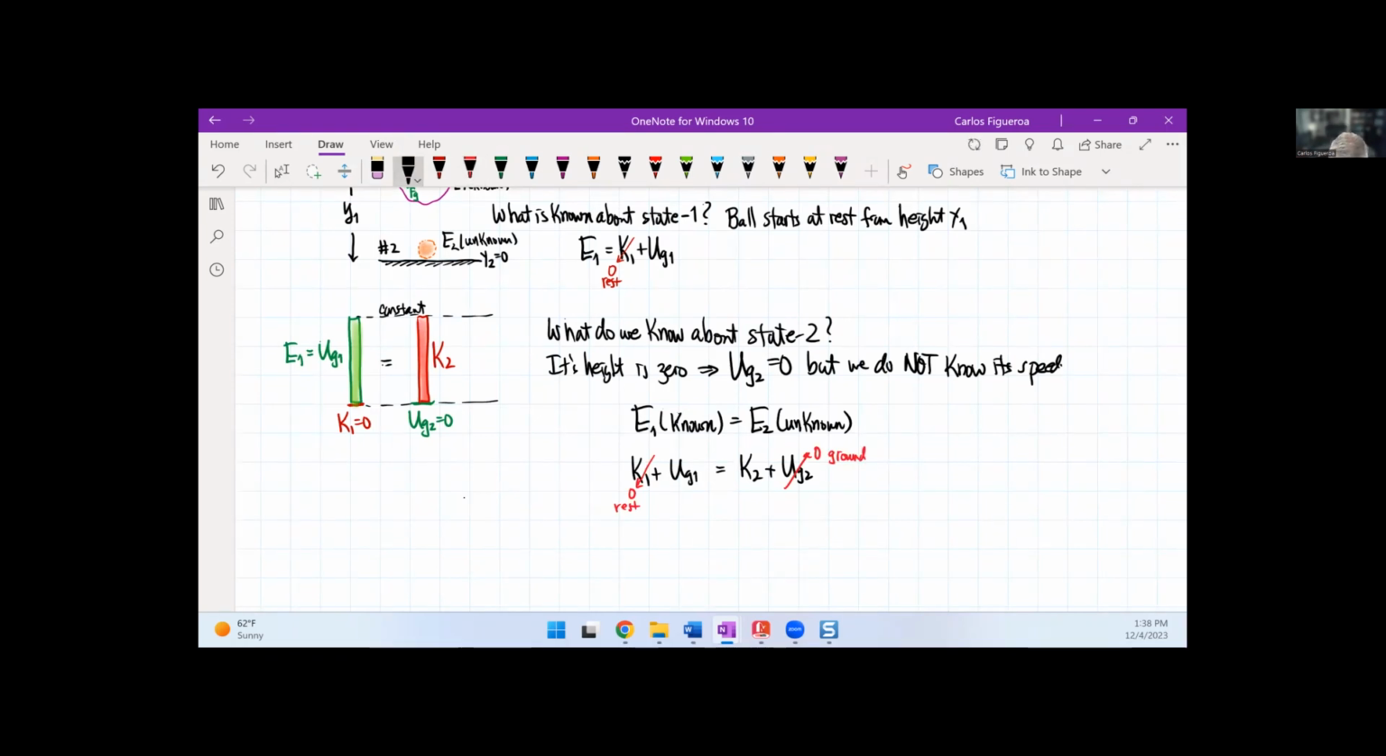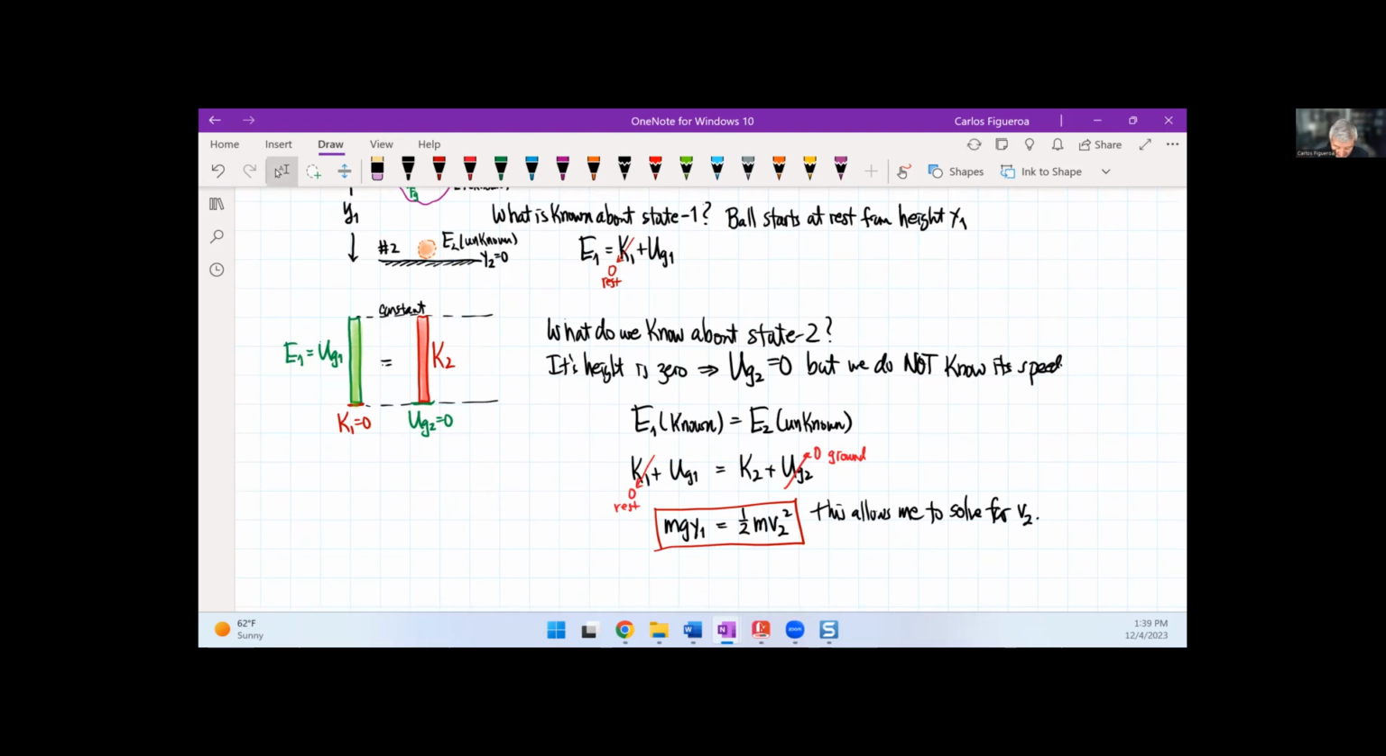So now I can rewrite this as mgy1 equals 1/2 mv2 squared. So right away, this gives me an equation that allows me to solve for V2. So conservation of energy is setting this stuff up here.